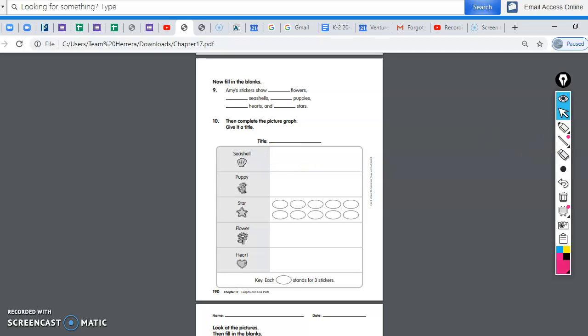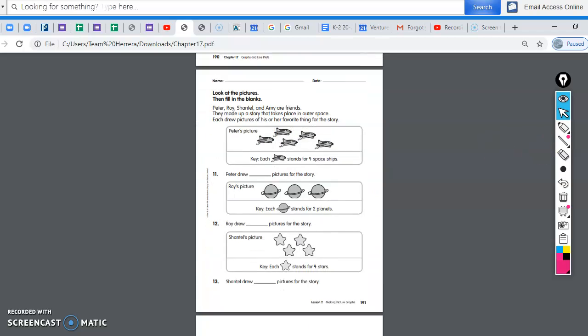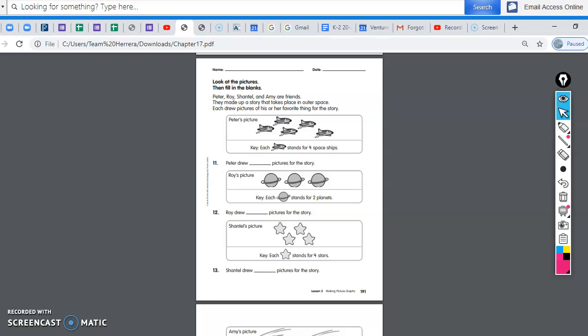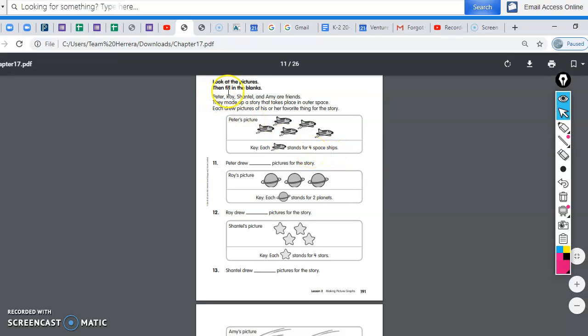All right. And then on page 191, these are going to be can do's as well. You're looking at, it says, look at the pictures and fill in the blanks. So Peter, Roy, Chantel, and Amy are friends. They made up a story that takes place in outer space. Each drew pictures of his or her favorite thing for their story.